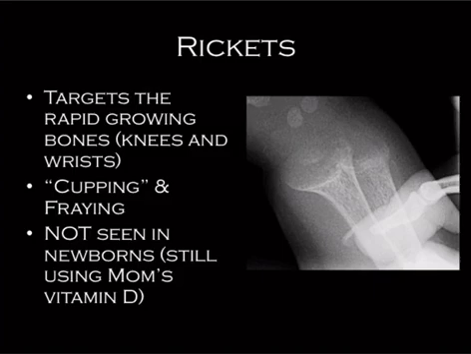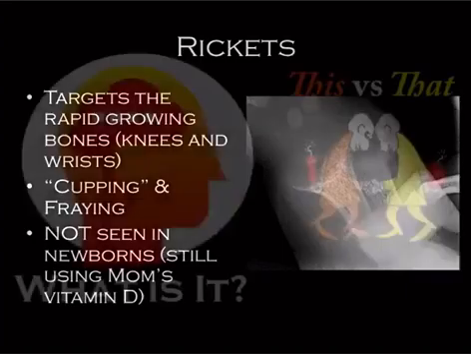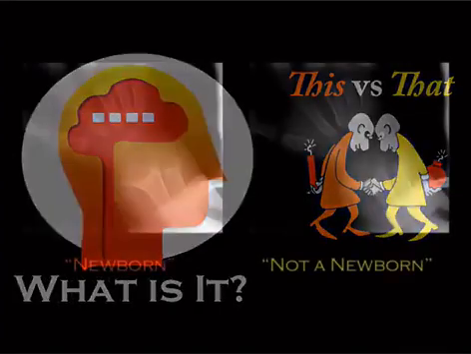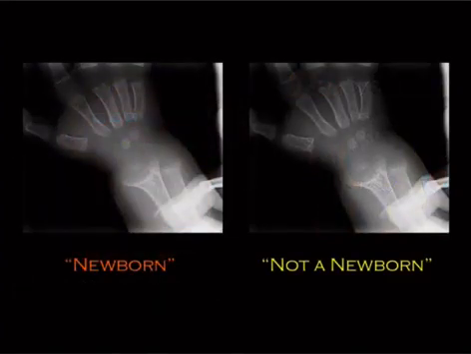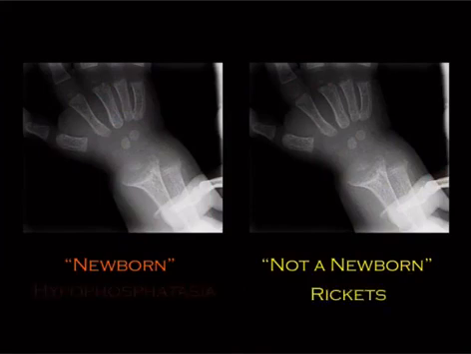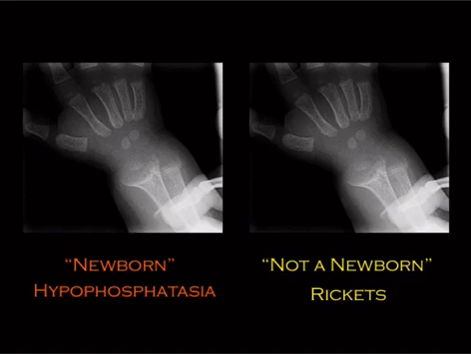An important point is that it's not seen in newborns because the newborns are still using their mom's vitamin D. So if you do see it in a newborn, you're thinking about something else, right? So you're thinking about hypophosphatasia. Uncommon thing, but that would be the way that they could ask it, knowing that it looks just like rickets, but rickets doesn't occur in a newborn. This does.